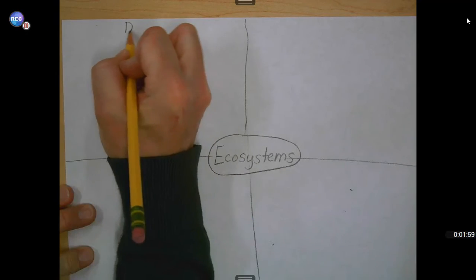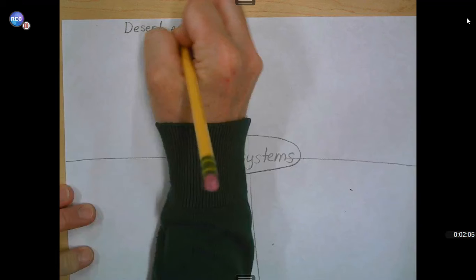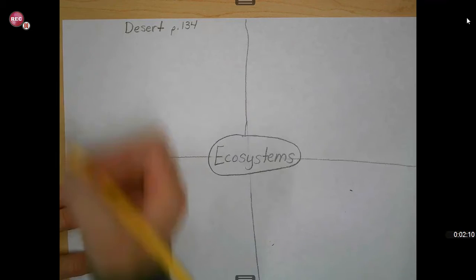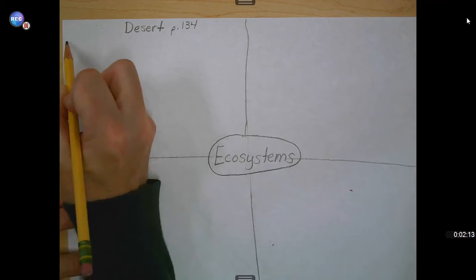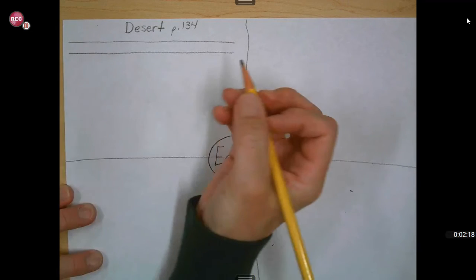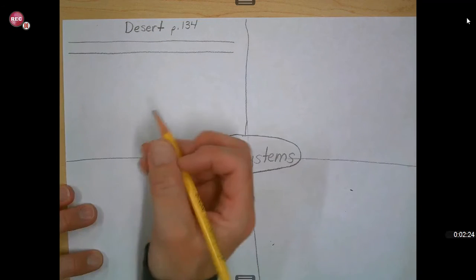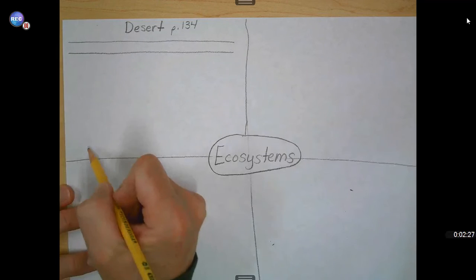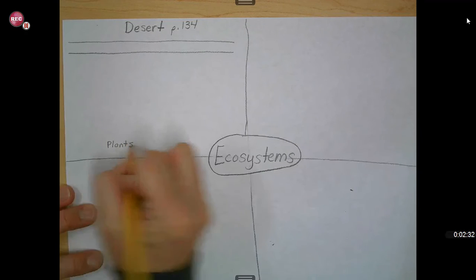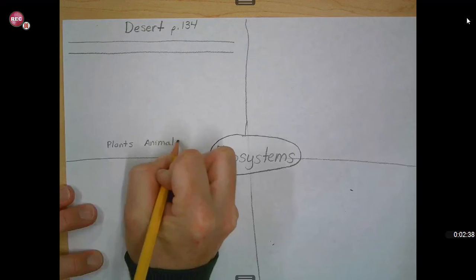Up here in this top corner, you're going to write desert. And I'll give you the page number. You'll find that on page 134. So this is going to be where you're going to give me information about the desert ecosystem. So I'm going to draw myself 2 lines to describe what animals, plants, and the weather would be like in the desert ecosystem. In this part down here, you're going to draw pictures of the types of plants and animals that live in the desert ecosystem.